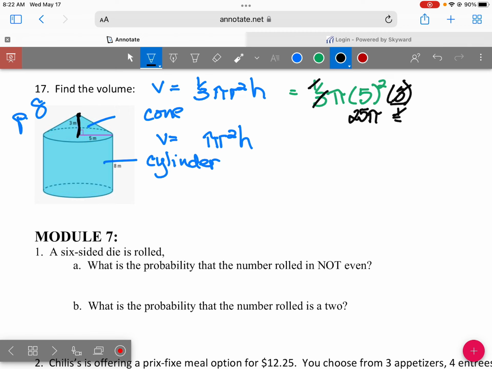So on your calculators, 25 times pi, what are we going to get? What are we going to get for 25 times pi? Use your calculators. Come on.